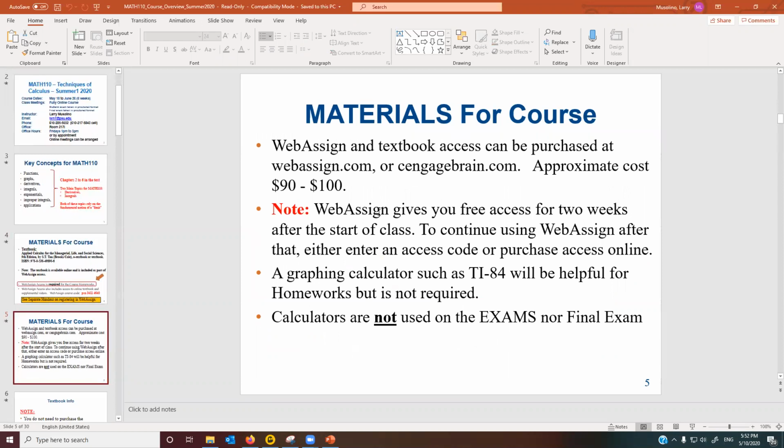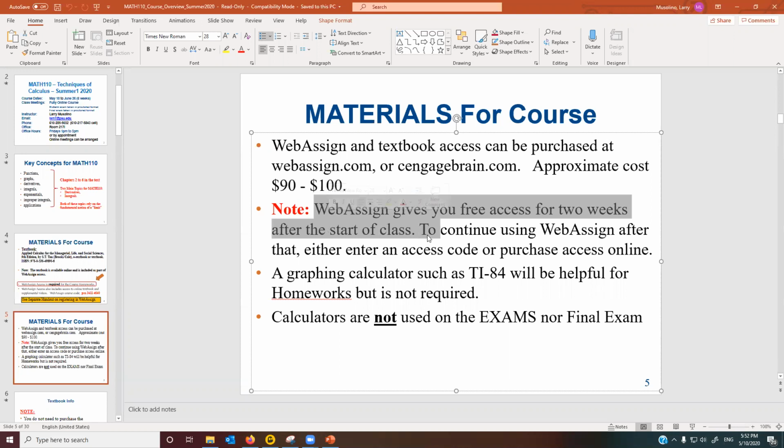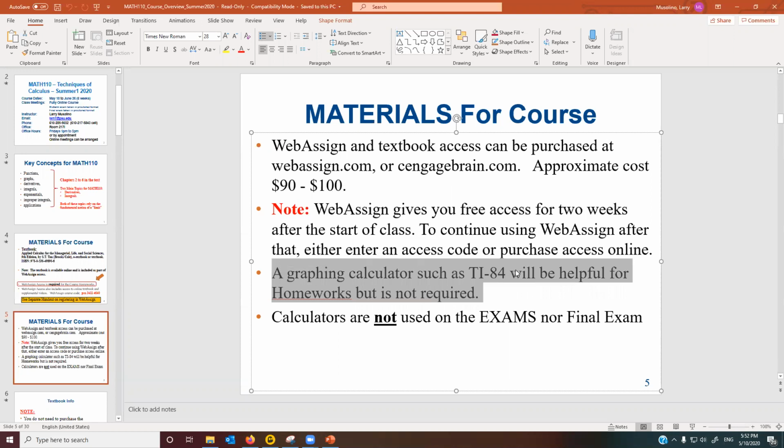Folks, when you go to register for WebAssign, it's going to be around $90 to $100. That is going to include homeworks, tests, the textbook, and many excellent videos. And also, you get a 2-week free access at the start of the class. So even if you're not ready to purchase the access right away, you could still go in and get started in WebAssign.